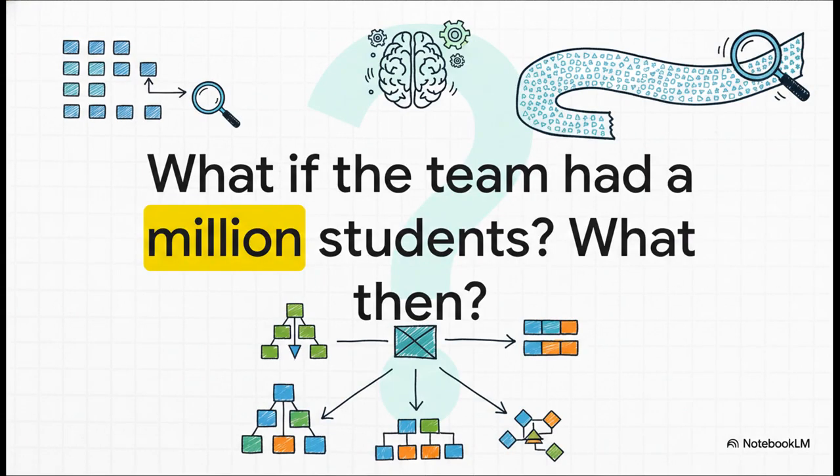And that brings us to one last thing to chew on. A linear search is fine for a small team, sure, but what if the team had 1 million students? What would you do then? Thinking about that kind of scale, well, that's your next step. That's what opens up the door to way more powerful and efficient ways of searching for data.